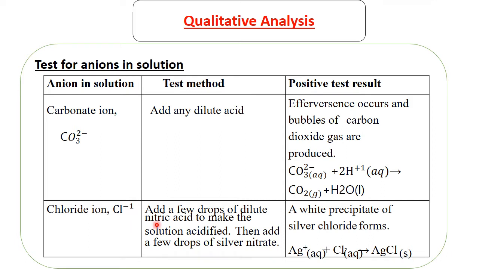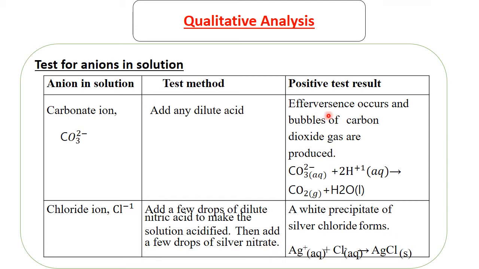For chloride ion, what you do is you add a few drops of dilute nitric acid to make the solution acidified. Then, what you do next is add a few drops of silver nitrate. What's going to happen is the silver in silver nitrate is going to react with chloride to form silver chloride, and silver chloride is insoluble, therefore it will come out of the solution as a precipitate. So the positive test result is a white precipitate of silver chloride will form according to this reaction.